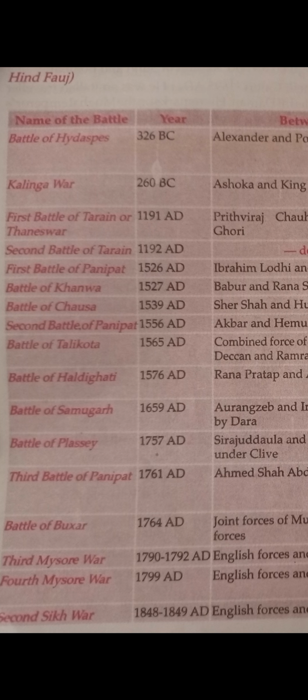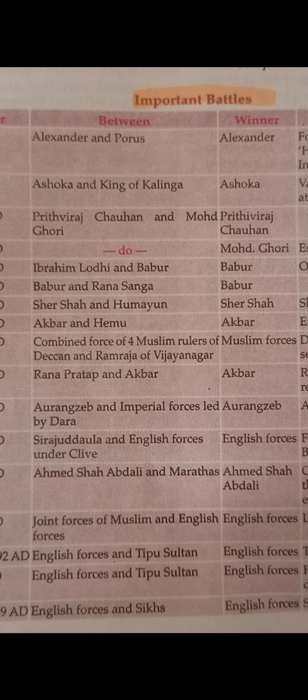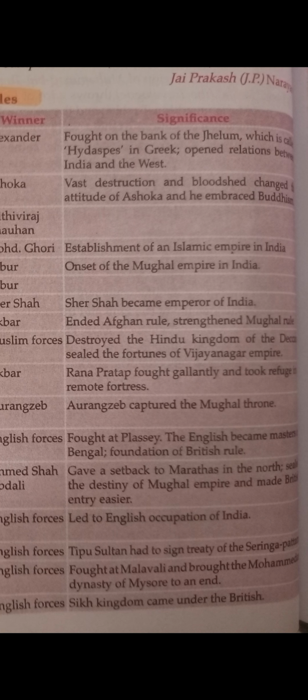26, 27 and 39, that's something, but it took place between whom? Ibrahim Lodi, Babur. Babur, Rana Sanga. Sher Shah and Humayun. Sher Shah won, and then Akbar and him. Akbar won. What was the importance of these battles? Onset of the Mughal Empire in India. Sher Shah became the emperor of India, and Afghan rule strengthened Mughal rule.